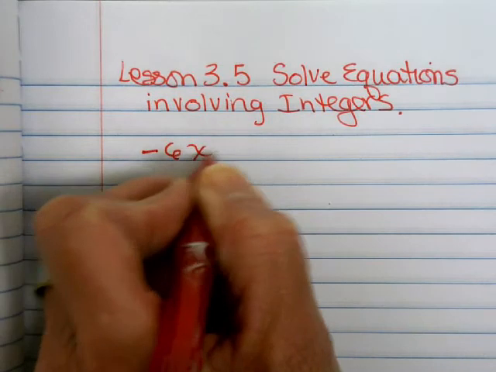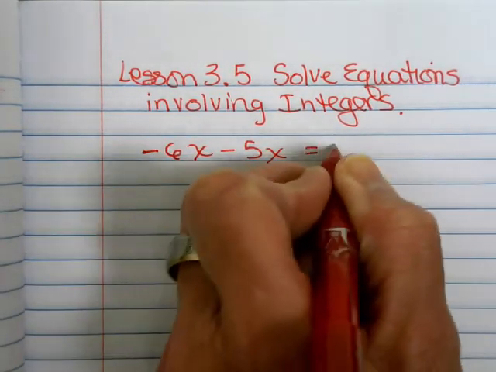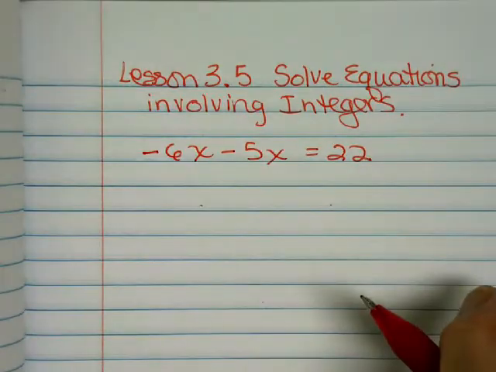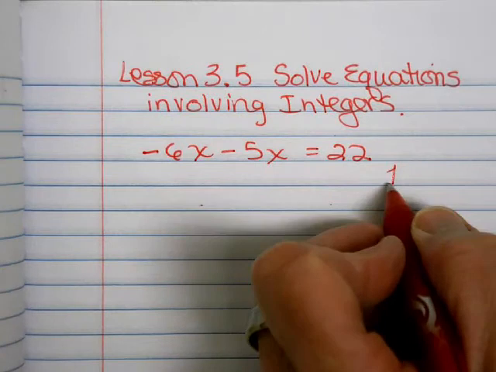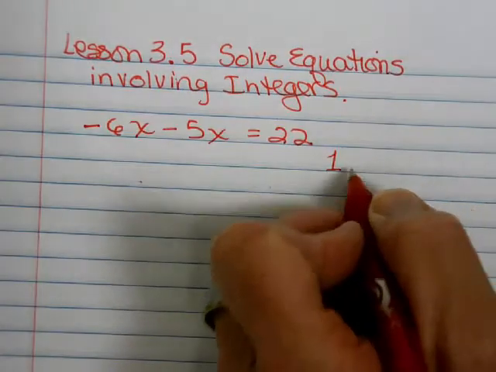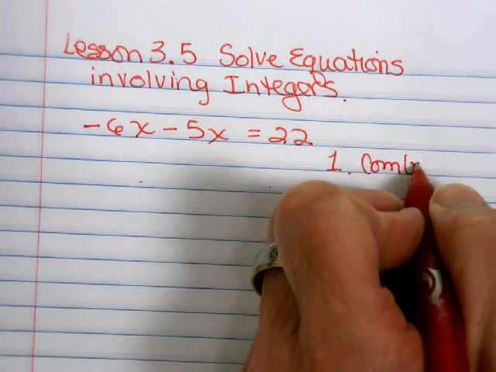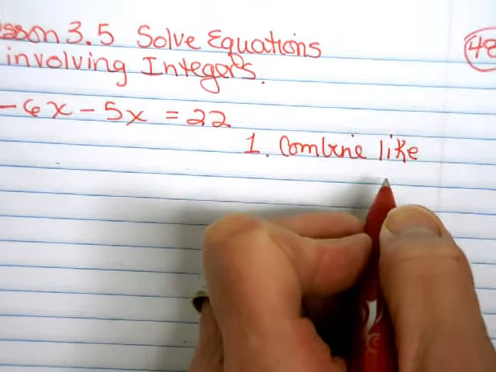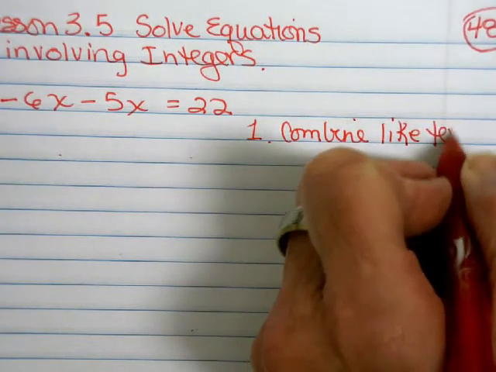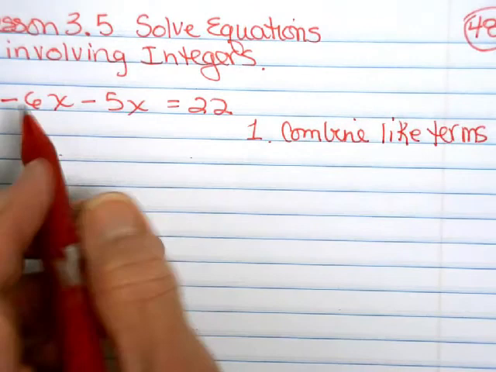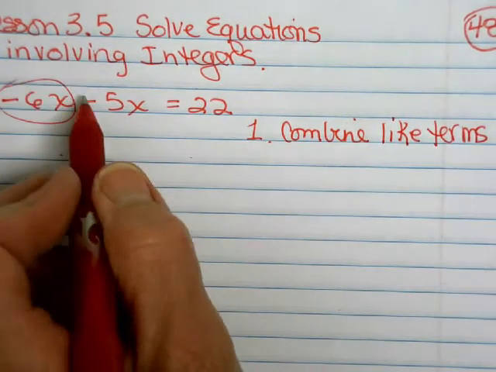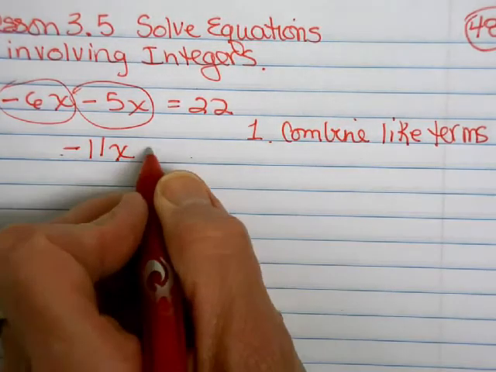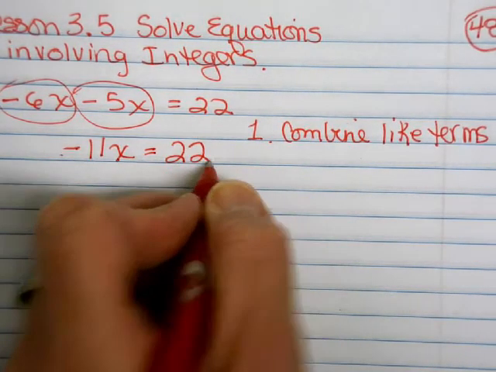Negative 6x minus 5x is 22. So first step, combine like terms. See my writing? Yep. So what's alike? The negative 6x and the negative 5x. Add up to a negative 11x. That's where the calculator would come in handy if you're not good with negatives.